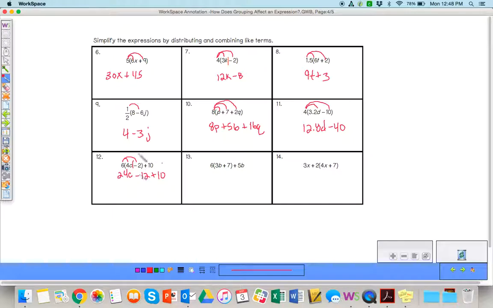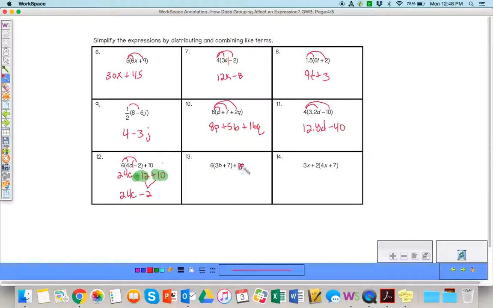Okay, so my like terms would be -12 and +10. Okay, -12 and +10 combine to make -2. And I just dropped down my 24c. So 24c minus 2 is the answer.